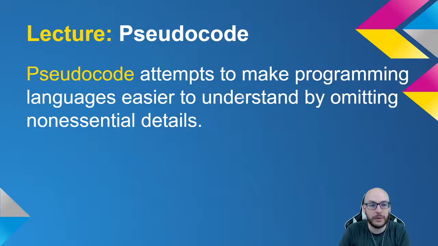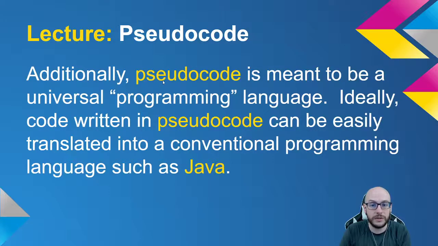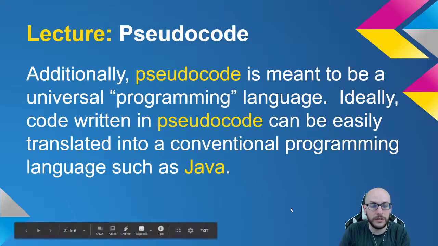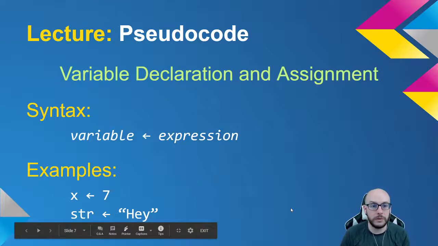Pseudocode attempts to make programming languages easier to understand by omitting non-essential details, particularly those for humans. Additionally, pseudocode is meant to be a universal programming language. Ideally, code written in pseudocode can be easily translated into a conventional programming language such as Java. So diving right in, here is variable declaration and assignment.